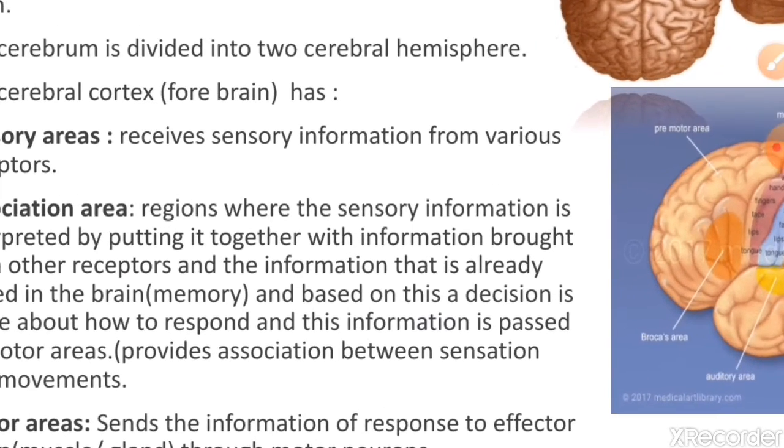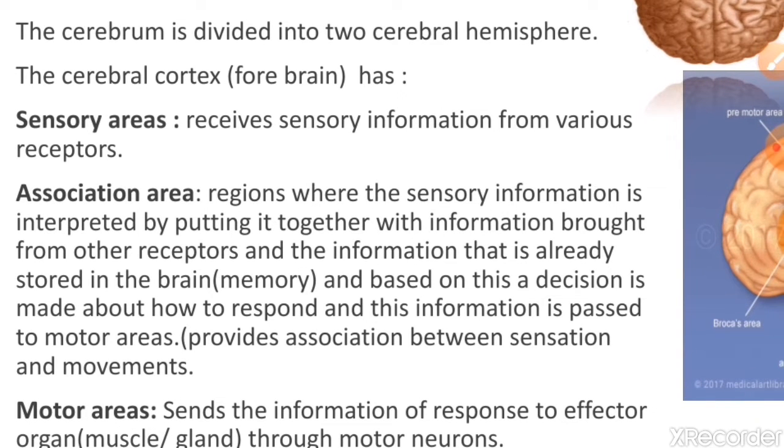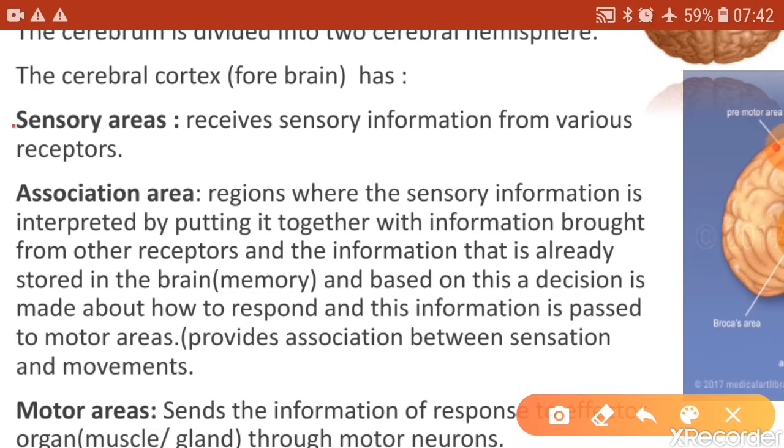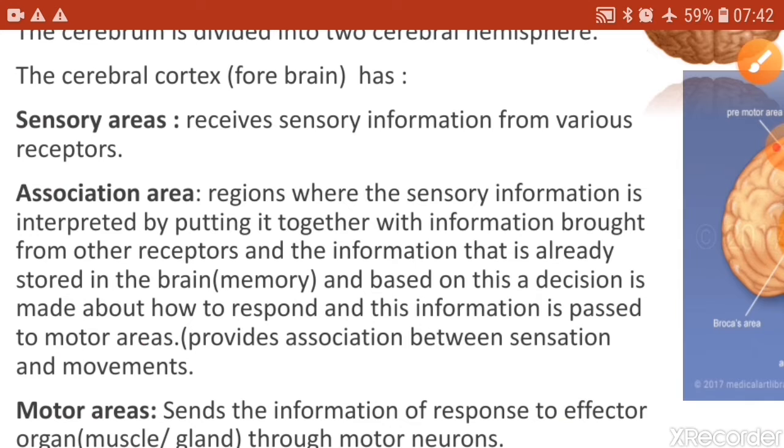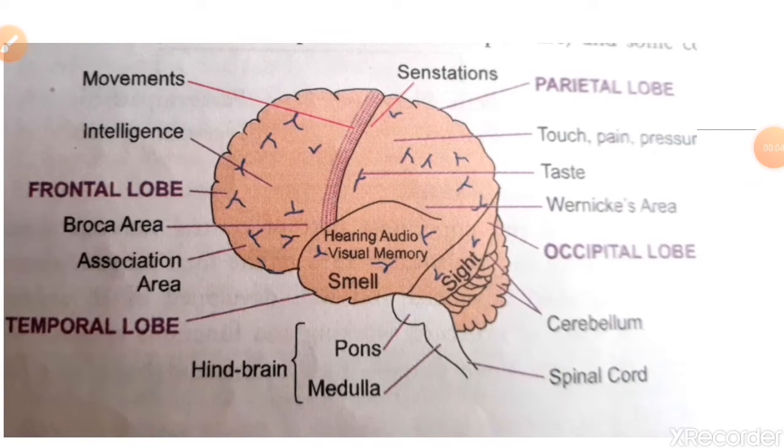Here just have a look at the description. The sensory areas receive sensory information from various receptors. The association areas are the regions where sensory information is interpreted by putting it together with the information brought from other receptors and the information already stored in the brain, which is your memory, and based on all these things, a decision, which is a response, is made. This information is then passed to the motor area, which sends it to the effector organ by means of the motor neuron.